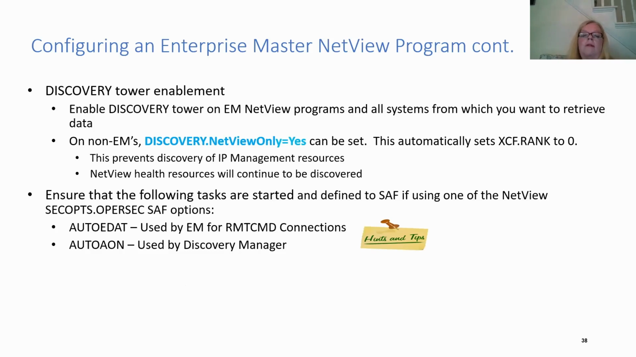But you can turn off almost all of the Discovery Tower functions by setting discovery.netview only equals yes in your CNM style user member. And that will automatically set your XCF rank to 0. So you're going to need one system in your Plex there and probably 2 that don't have this set. But this setting actually prevents discovery of IP management resources. We will continue to discover NetView health information, but that's not a big overhead. We're just essentially getting a little bit of information about storage, CPU utilization, etc.